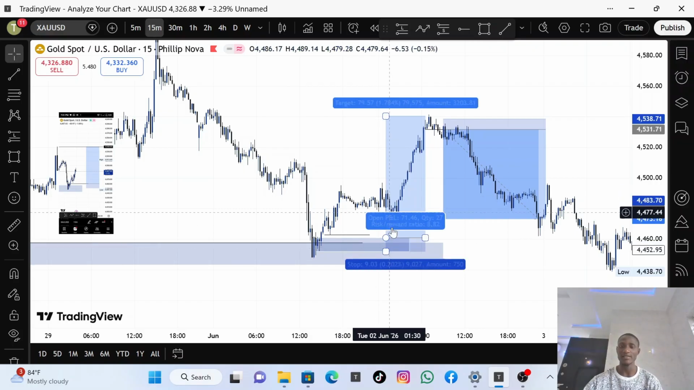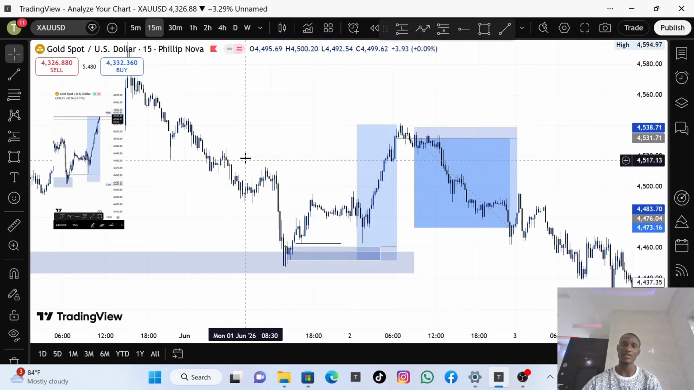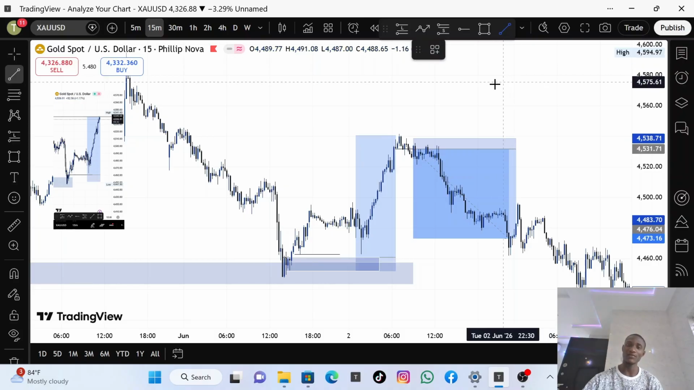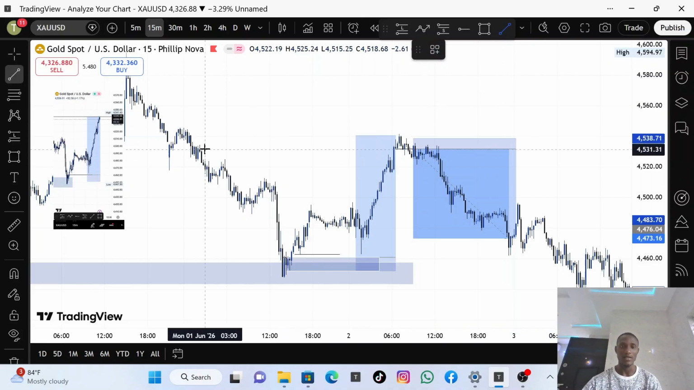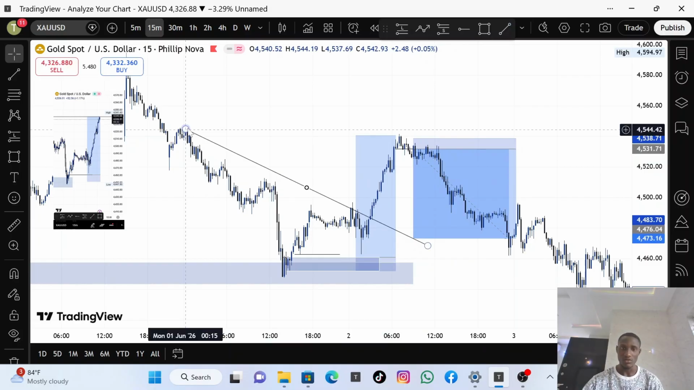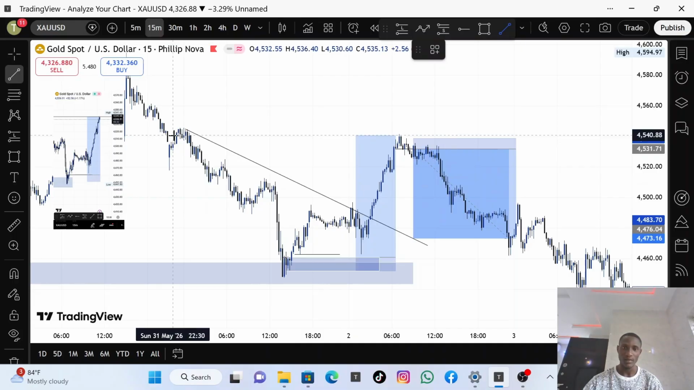But as you can see, market came and missed our entry by a few pips. As for my take profit, I use trend line. Trend line liquidity. I will still do a video about trend line liquidity. As you can see, there was a trend line that started from here. I was expecting market to take out this trend line, so my TP was here at this zone.